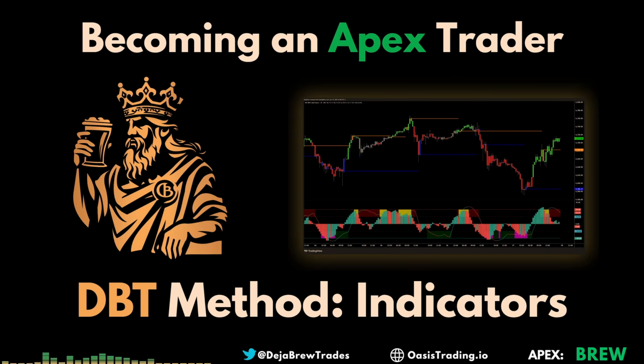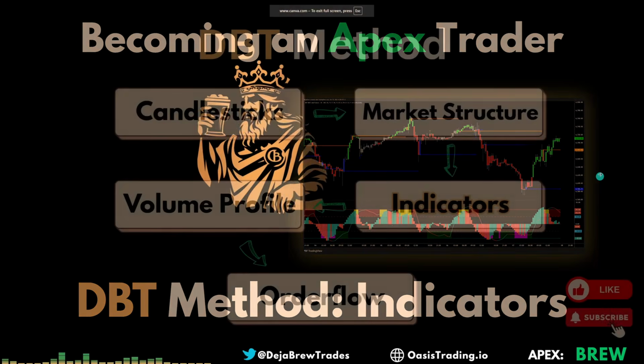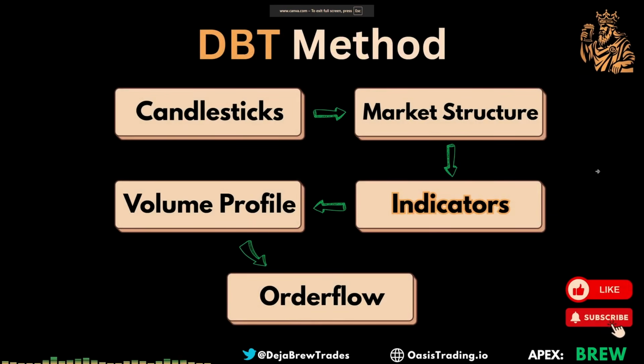Today we're going to be talking about indicators. This will be the third part in our 5-part series. We started off with candlesticks. We moved on to market structure. Now we're going to do indicators. The next episode will be on volume profile. And then finally, we will close it up with order flow.